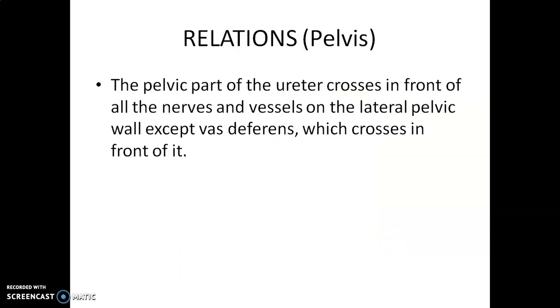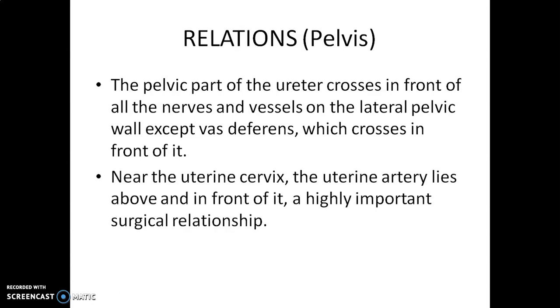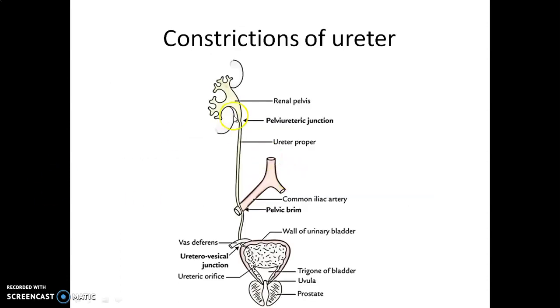The pelvic part of the ureter crosses in front of all the nerves and vessels in the lateral pelvic wall, except the vas deferens, which comes in front of the ureter. Actually, near the uterine cervix, the uterine artery lies above and in front, and it is an important surgical relationship in females, especially during hysterectomy or removal of the uterus. You can see that here.